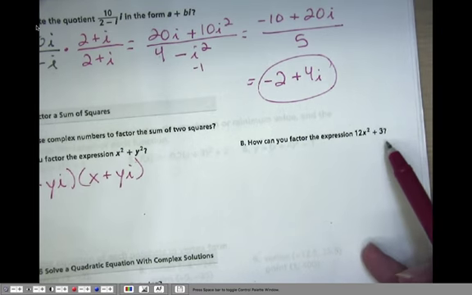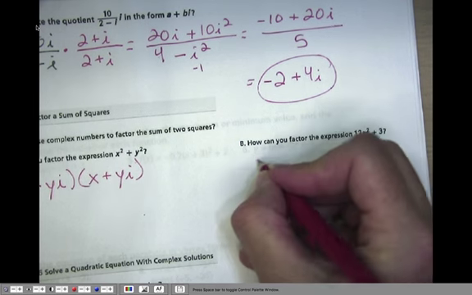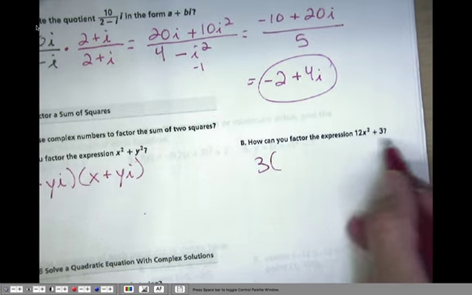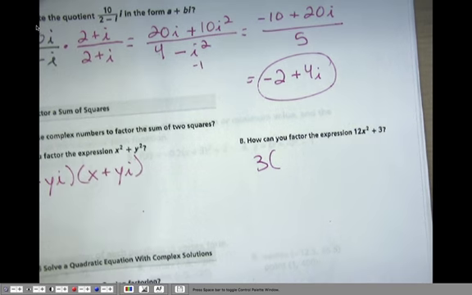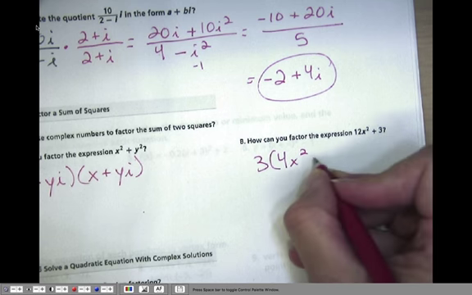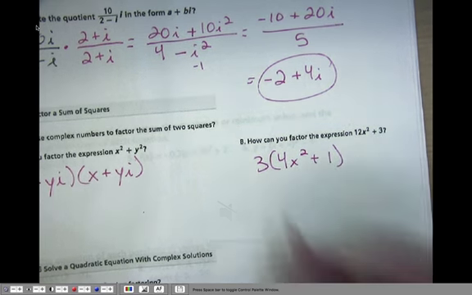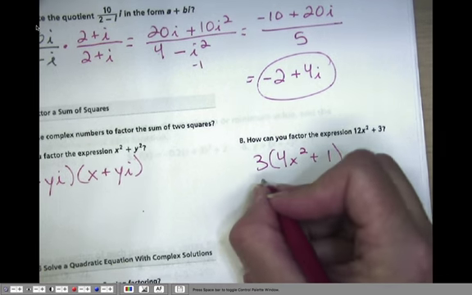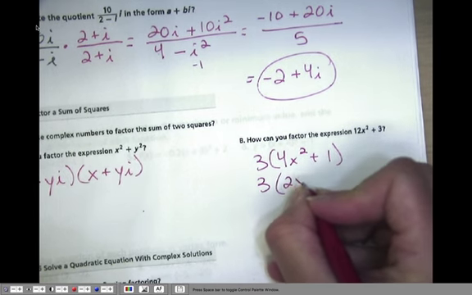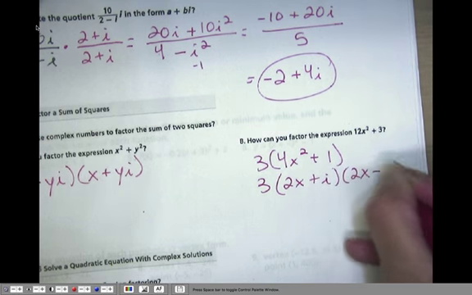In the next expression, I don't have a sum of squares yet, but when I factor the 3 out, because notice that both of these terms are divisible by 3, I have 4x squared plus 1. So now I have 3 times 2x plus i times 2x minus i.